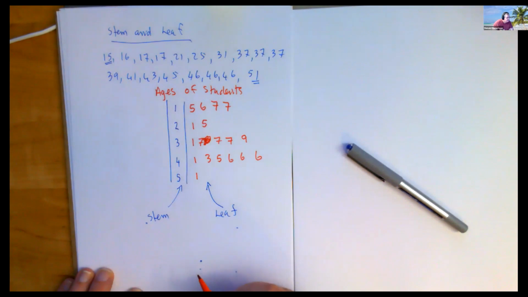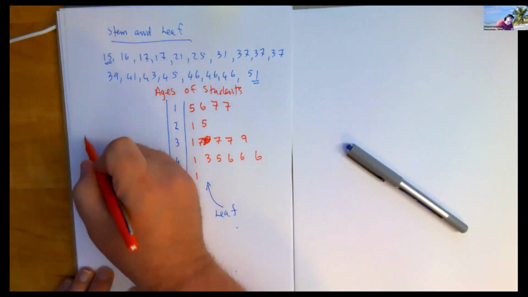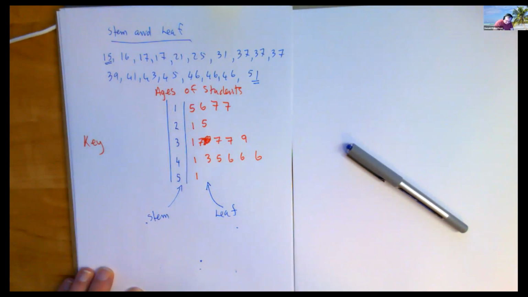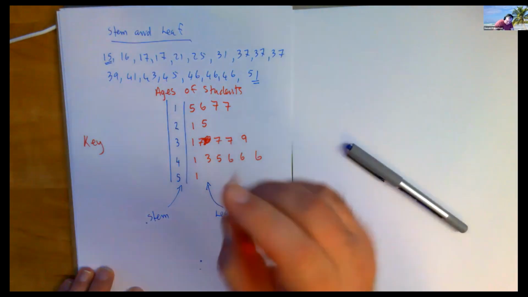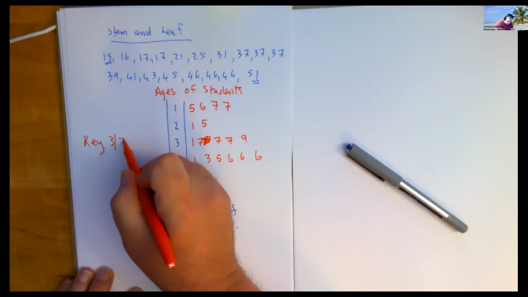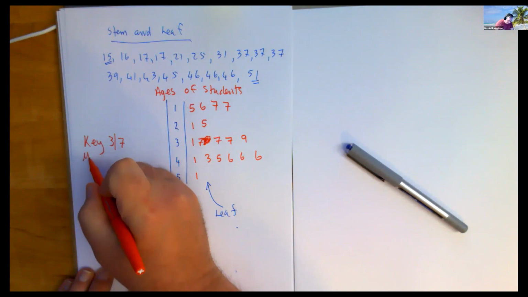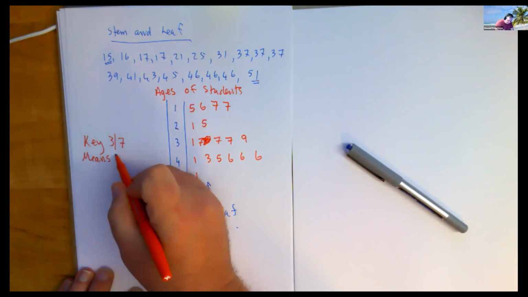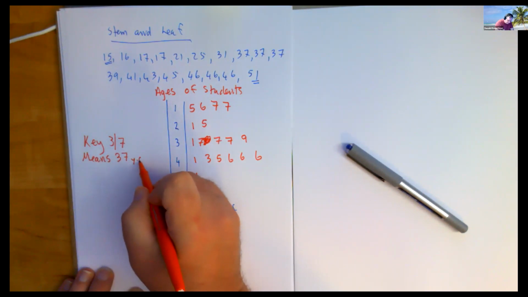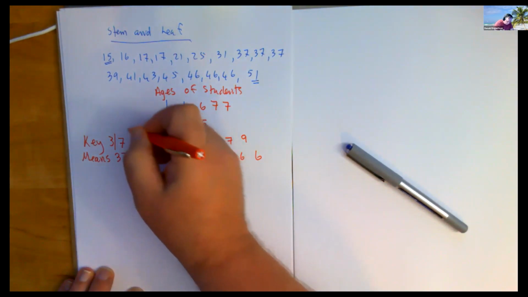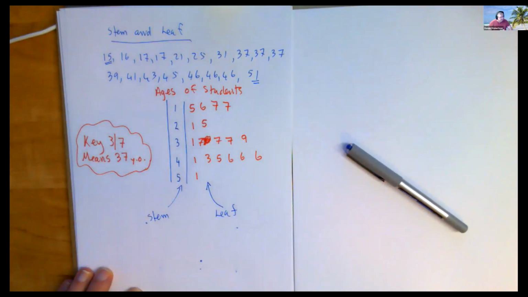So we all know that that represents ages of people. And then, the important thing is you do a key. You pick anything you like. So I'm going to pick 3/7, and you tell people that that means 37 years old. You might even put a little bubble around it if you feel like it.